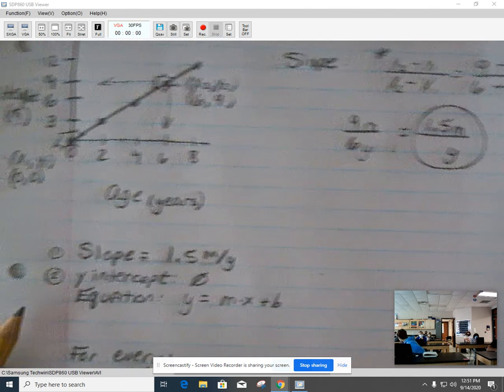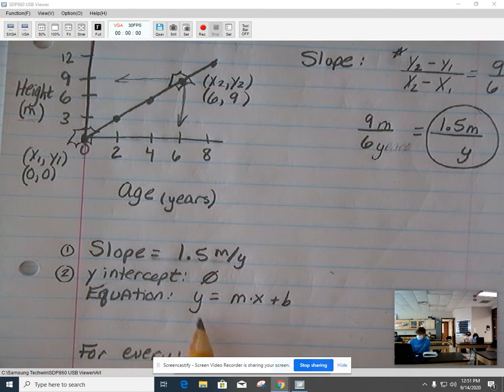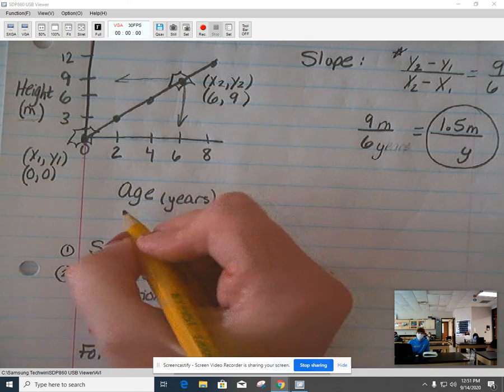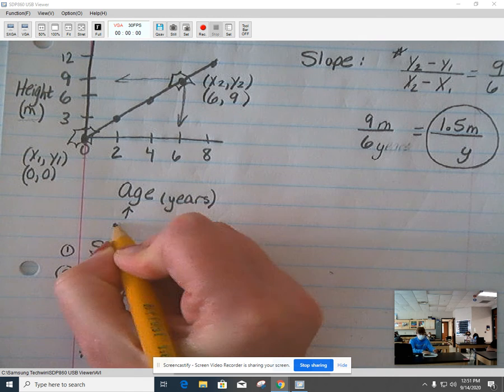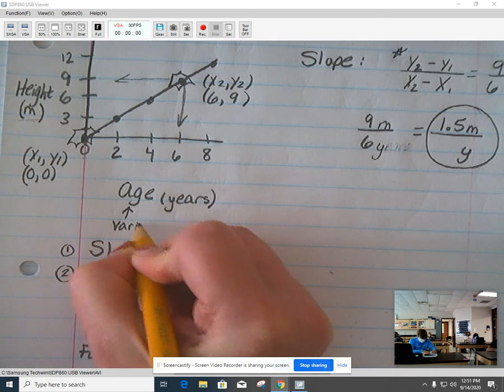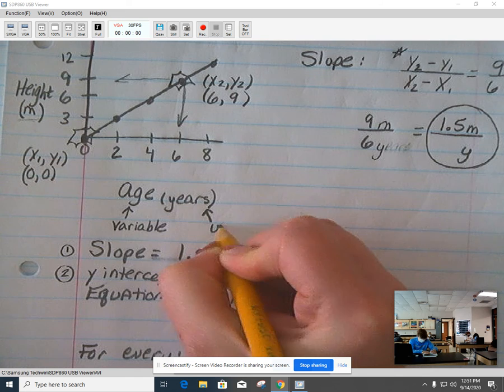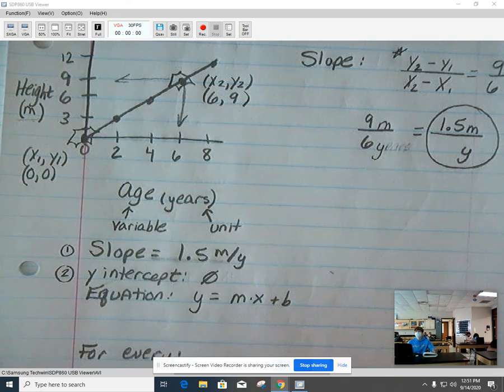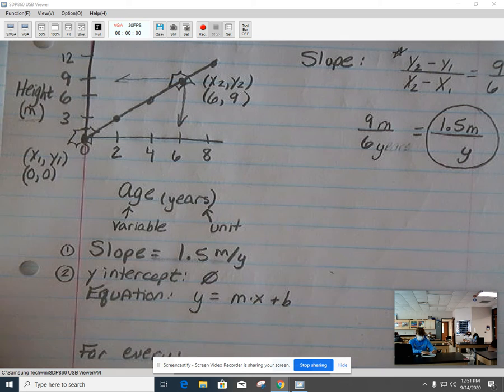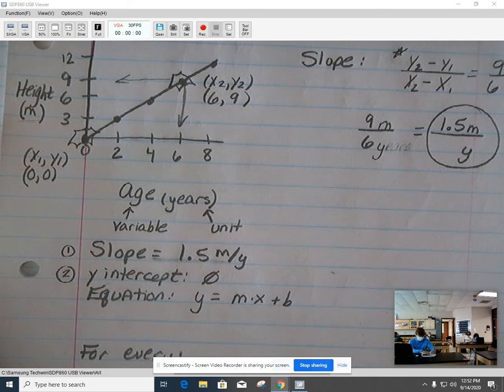Okay, so instead of y, we are going to write whatever variable is on the y-axis. I will tell you that this word is the variable, and this word is the unit that measures the variable. So what do you think the variable is on the y-axis? I'm calling on Gavin. Not a number, it's a word.